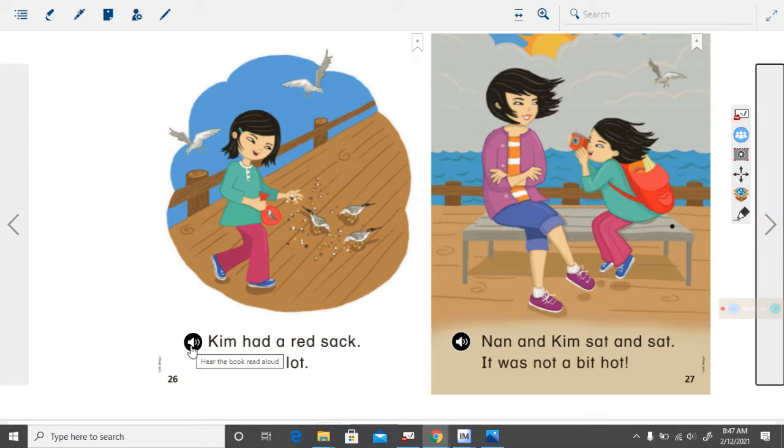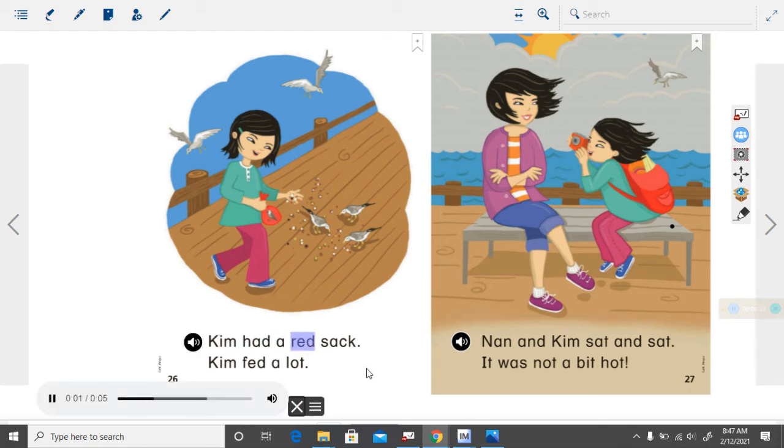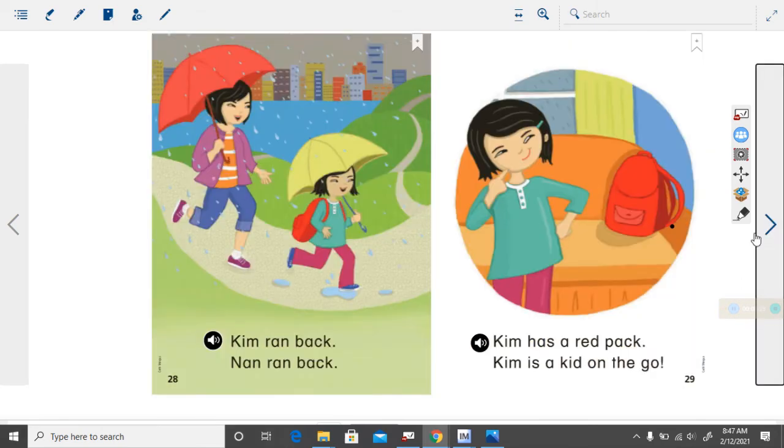Let's look at another page. Let's look at this page right here. What do you think Kim has taken out of the bag here? It looks like food to feed the birds, doesn't it? Kim had a red sack. Kim fed a lot. Let's skip a couple of pages and look right here at this one. Look at her face. How would you describe the expression on her face?